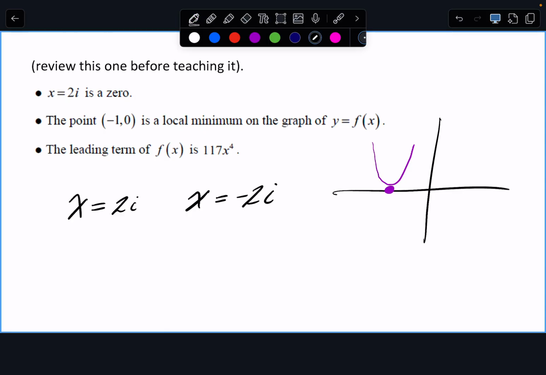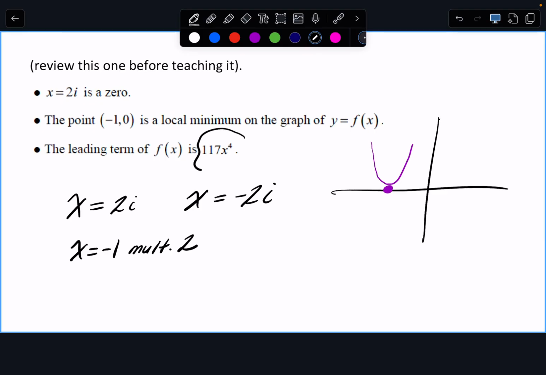It's an x-intercept. So don't we have x equals negative 1 with multiplicity of 2, right? Could it be multiplicity of 4? Yeah. Could it be multiplicity of 6? Yeah. But look, they told you right here, your leading term is 17x to the 4th. So you know we should only have 4 solutions, and we do.